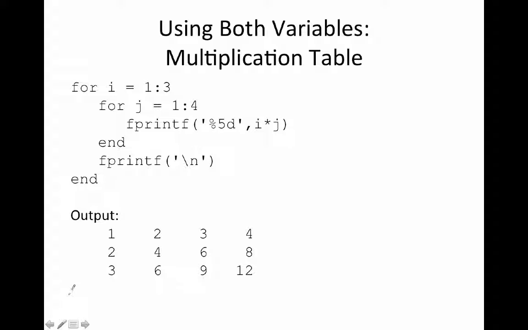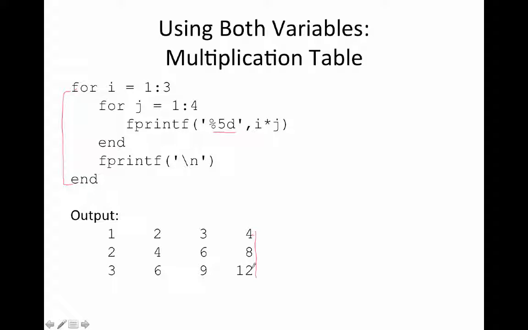And here's a nested for loop example in which we're using both variables in the action. And what we're doing is we're printing a multiplication table. So again, we're printing a table. So the outer loop is going to tell us how many rows we're printing. In this case, we're printing 1, 2, 3 rows. In the inner loop, J is going to go from 1 to 4, and what we're doing is printing the value of I times J, using a field width of 5 so that the numbers are lined up.